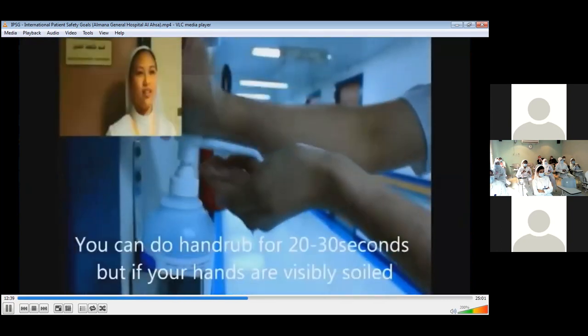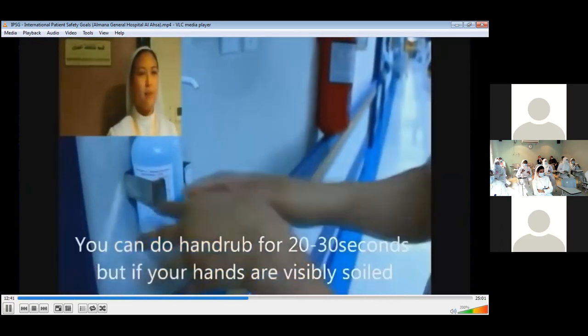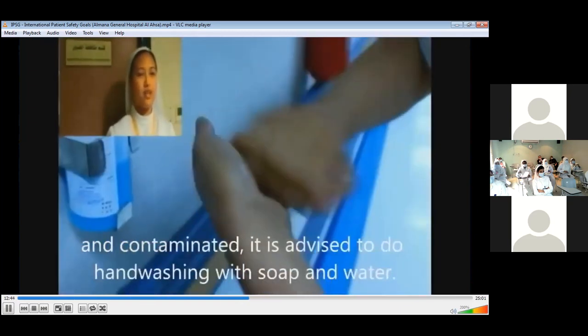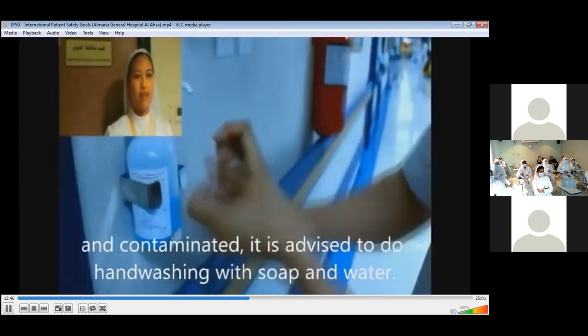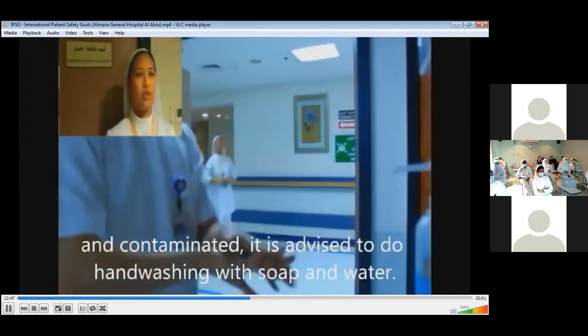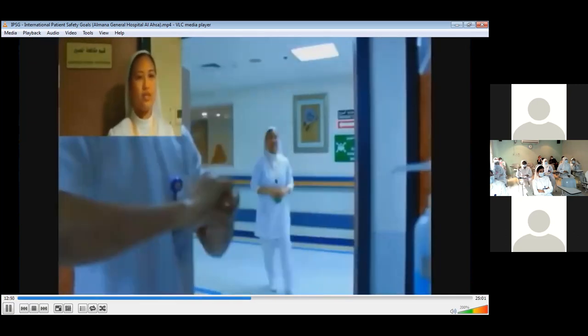You can do hand rub for 20 to 30 seconds, but if your hands are visibly soiled and contaminated, it is advised to do hand washing with soap and water for 40 to 60 seconds.